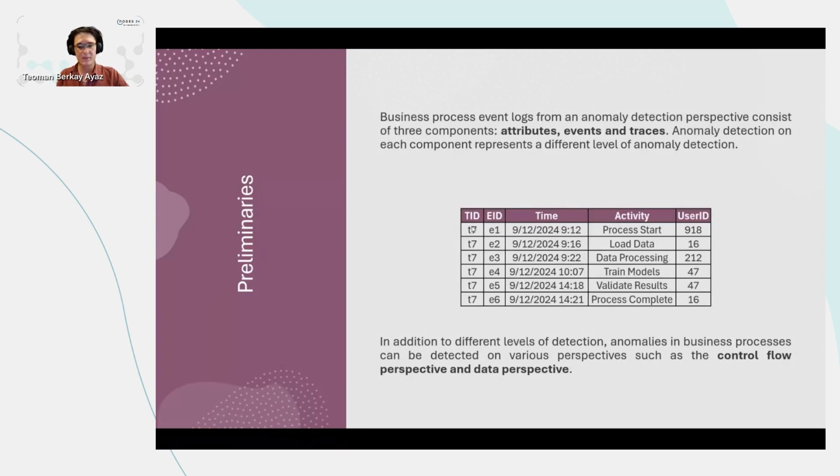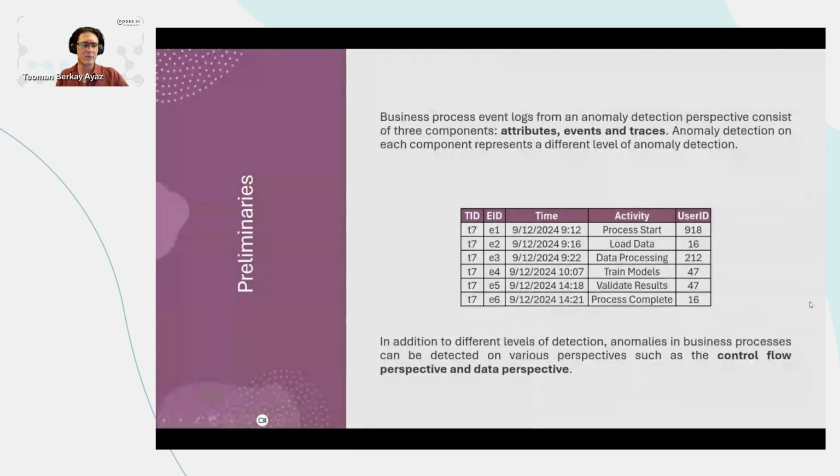Each of these components represents a different level of anomaly detection. For example, trace level anomaly detection refers to the identification of anomalous traces, whereas attribute level anomaly detection refers to anomalous attributes, such as a user not being authorized to perform a given activity.